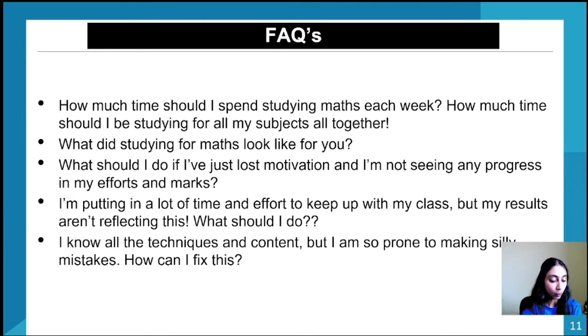What did studying for maths look like for you? For me, it would look a little something like this: I'd get home, I would first take a break because school's enough already, and then I'd do my maths homework. Whatever homework I had for maths, I'd get it all done. Then I'd obviously mark it.